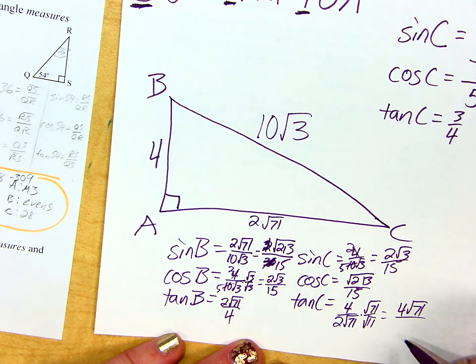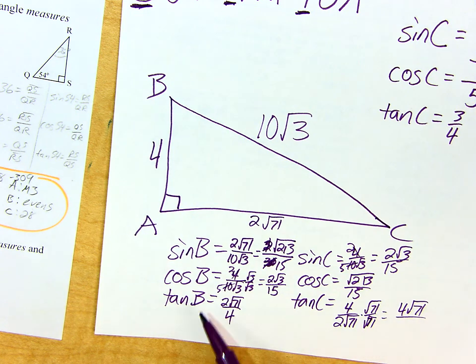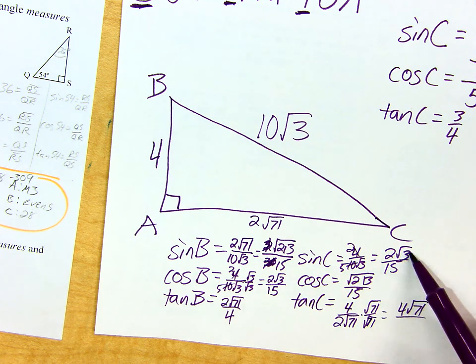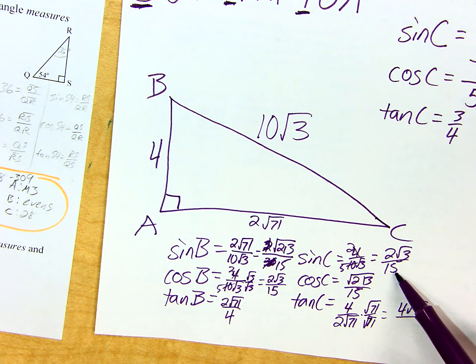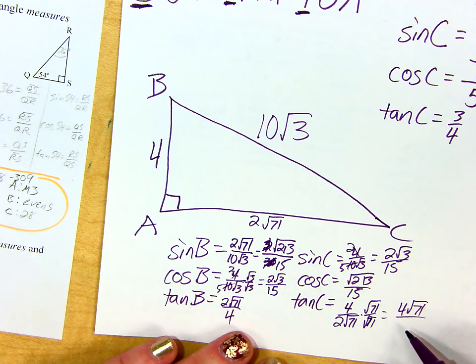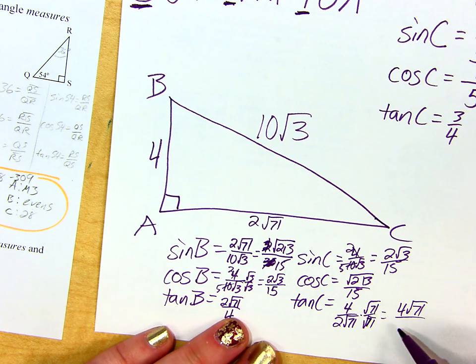What does cosine C say for you? 2 root 3 over 15? Which one? The cosine C. Square root of 213 over 15. Oh, okay, same as that one. What's 71 times 2? 142?